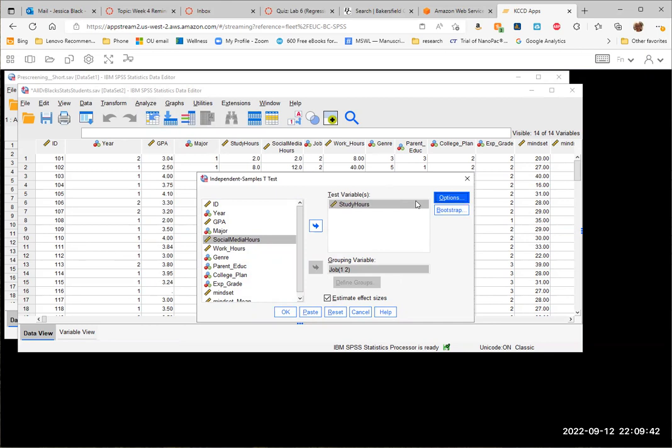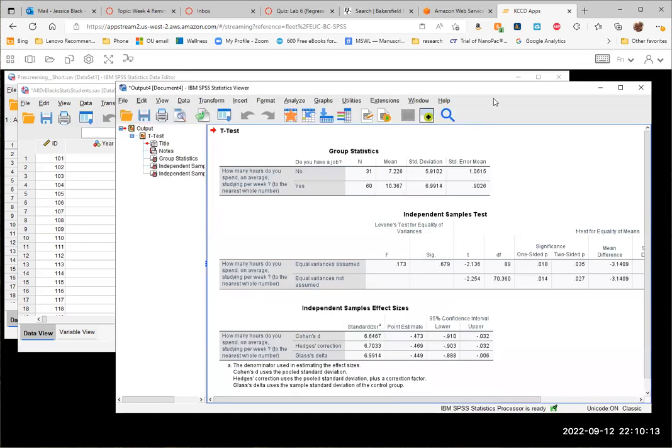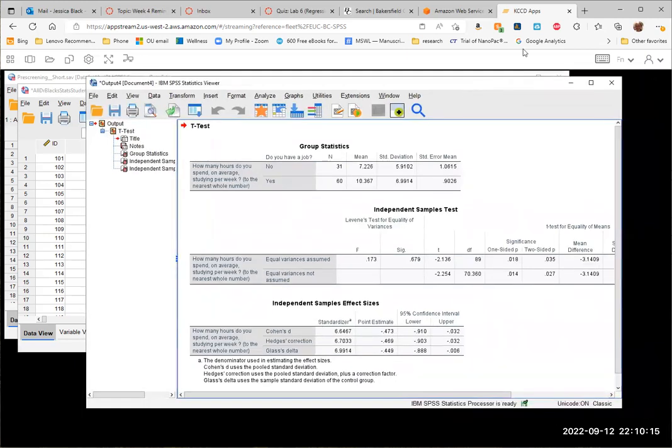Now, before we hit OK, we're going to hypothesize that people with a job spend more time studying, just based on those bar charts we saw. So that's a directional hypothesis. This means that if the mean of the people with a job is higher than those without a job, and it's statistically significant, that is, if the p-value is less than 0.05, then we can reject the null hypothesis. If it's the other way, we can't at all. So let's hit OK.